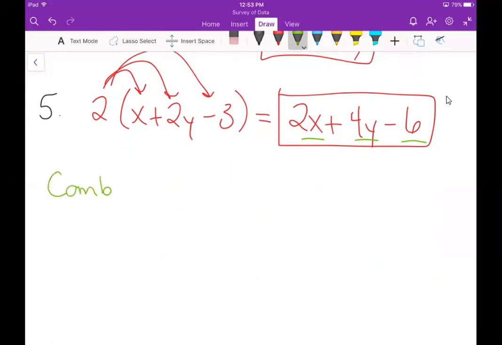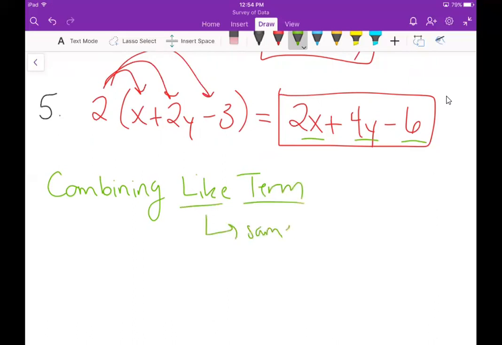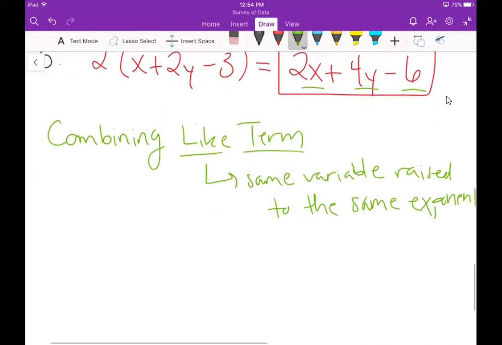So I just want to point that out. Combining like terms. What does it mean to be a like term? If things are like terms, then they have the same variable, kind of like having the same unit, and the same variable that is raised to the same exponent. So just to give you a couple examples here, okay?